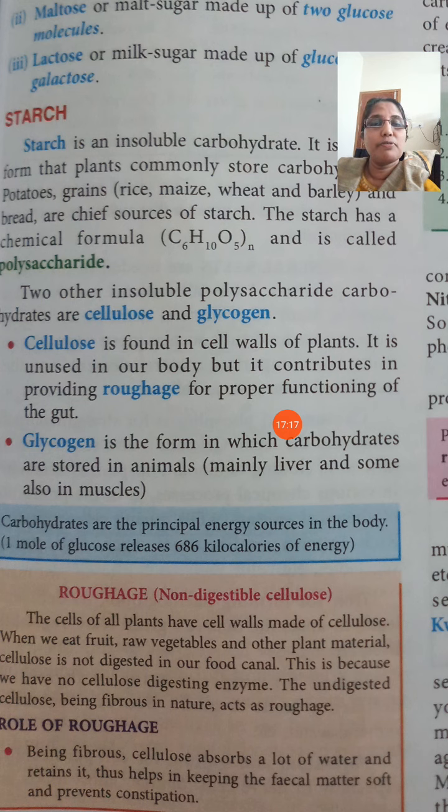So cellulose is found in the cell wall of plants. If a herbivorous animal eats it, it can digest it. Then sometimes when we eat vegetables, the carrot or beans, they also contain a little amount of cellulose inside them. That is indigestible and that is what we call roughage.